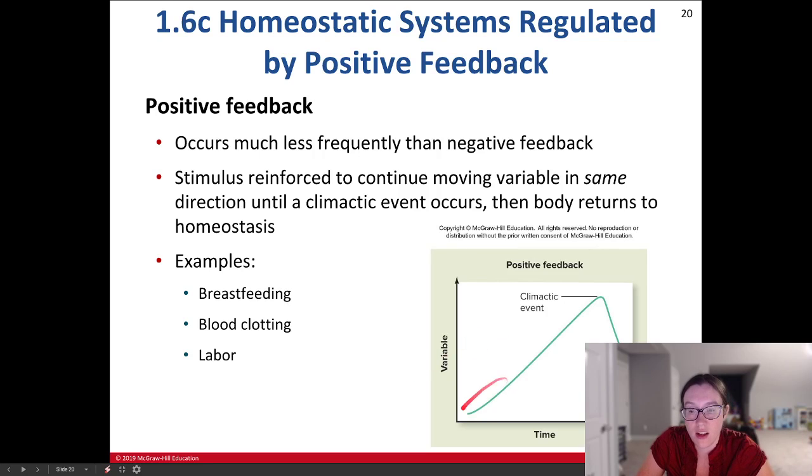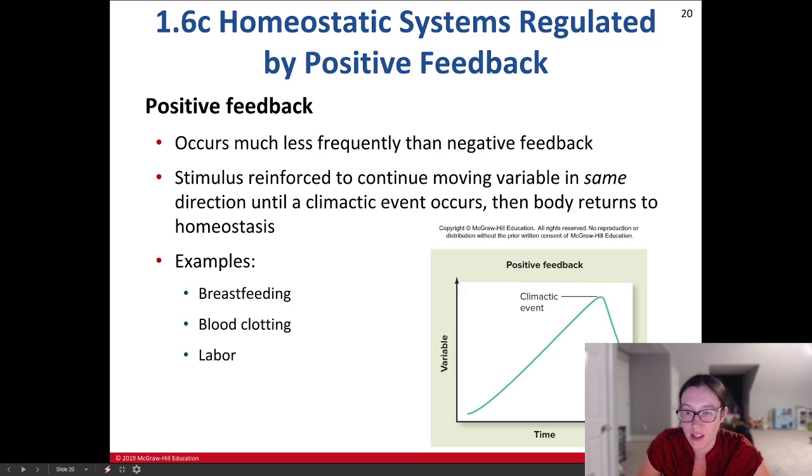And once that thing is done, then we go back to homeostasis. In this case, we have a stimulus, and our stimulus is going to be going in one direction, and positive feedback is going to continue that. It's going to move that variable in the same direction. It's going to continue to reinforce that variable until some sort of climactic event occurs, and then the body returns back to homeostasis.